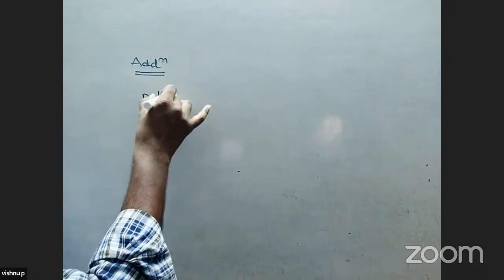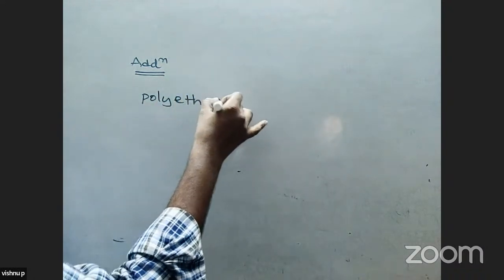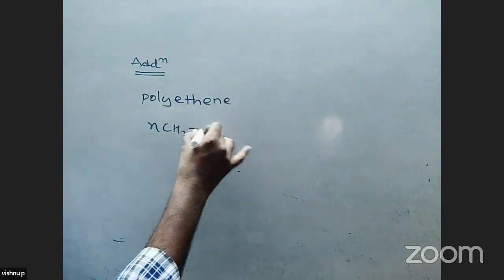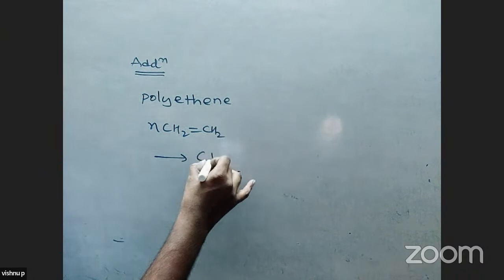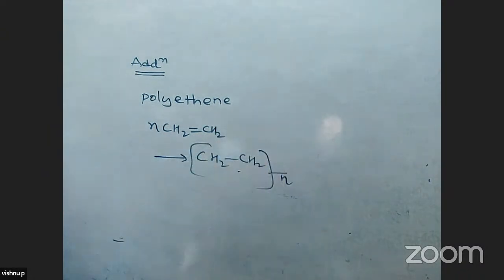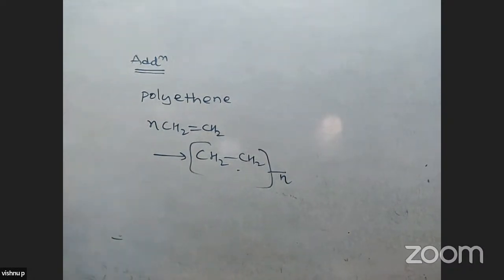In addition polymerization, we take the example of polyethylene. How is polyethylene obtained? N number of ethene molecules form polyethylene. Here, no molecule is separated from the monomer units. So, this type of polymerization is called addition polymerization.